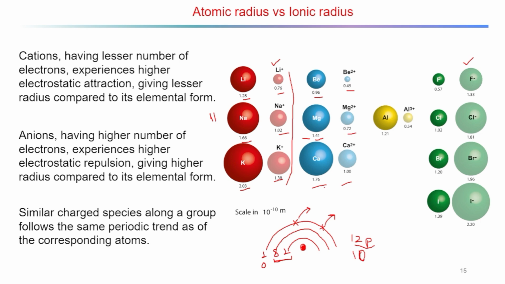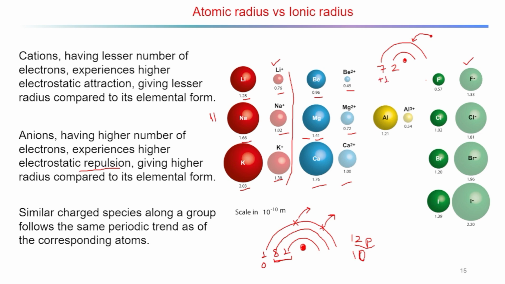But in case of anions, let's see the case of anions. Anions having a higher number of electrons experience higher electrostatic repulsion. If you take fluorine, I will draw here. This is the nucleus, this is the first shell, and this is the second shell. In the first shell we had 2 electrons, and in the second shell we had 7 electrons in case of fluorine. But when we are putting one more electron here in the orbit, we are doing 7 plus 1. So 1 electron is increasing.